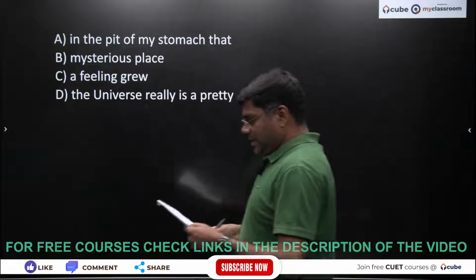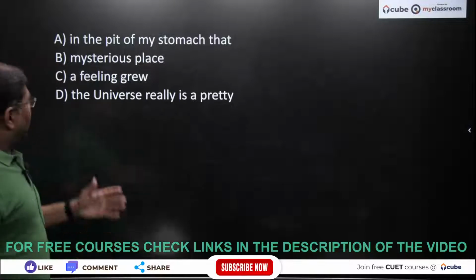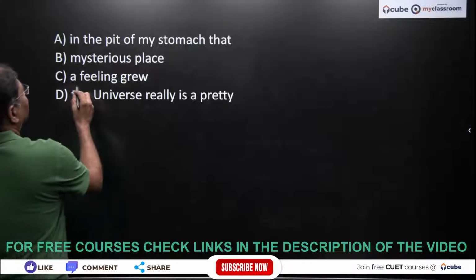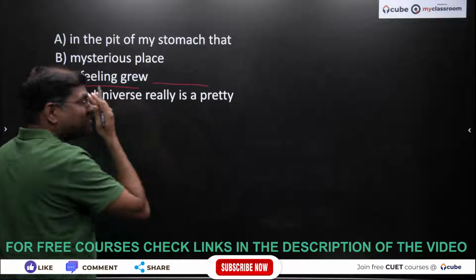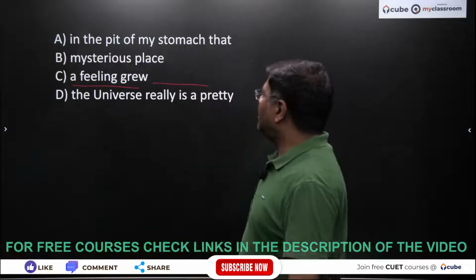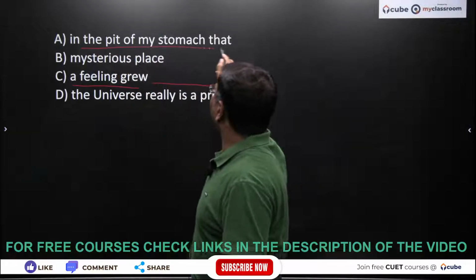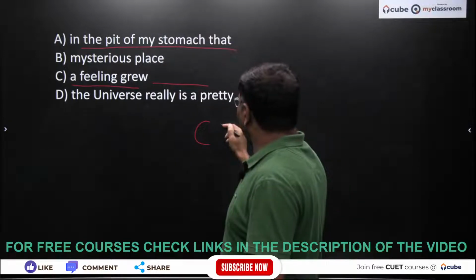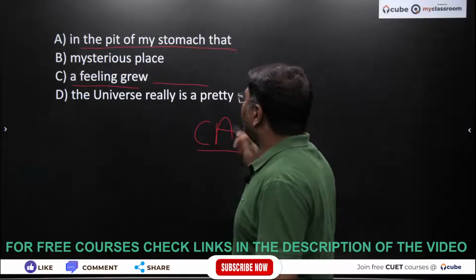Let's go and take the next one. This is the sixth question. We have finished five questions. Look at this question. It says "a feeling grew." Can I say it might have grown somewhere, or it is likely to have grown somewhere? When you say a feeling grew, it is like a feeling grew where? In the pit of my stomach. So you can start with C, which says a feeling grew in the pit of my stomach. But before that, something can come.